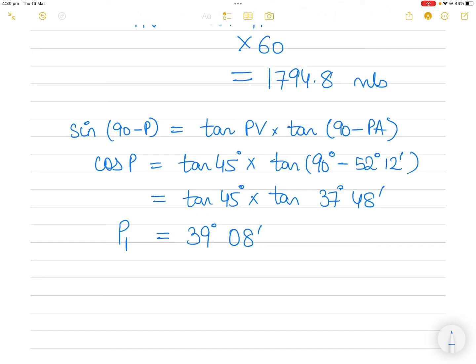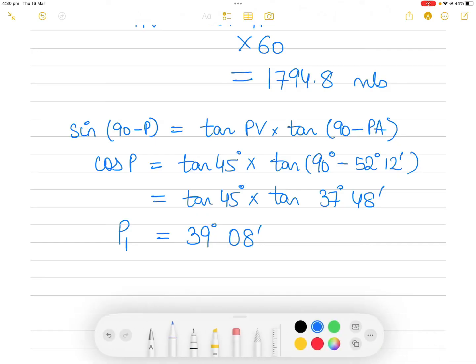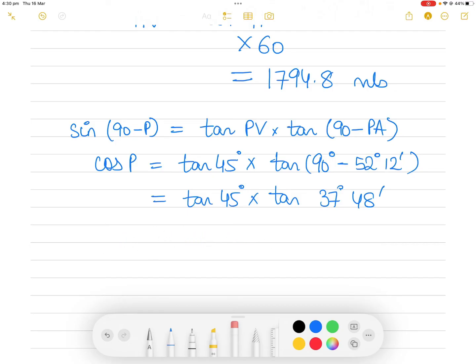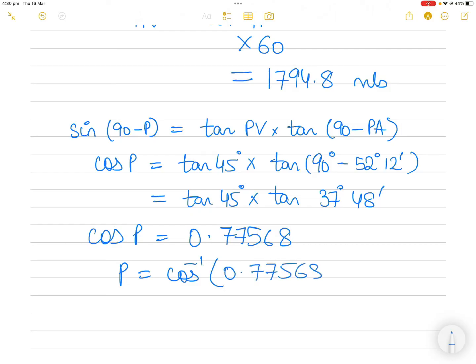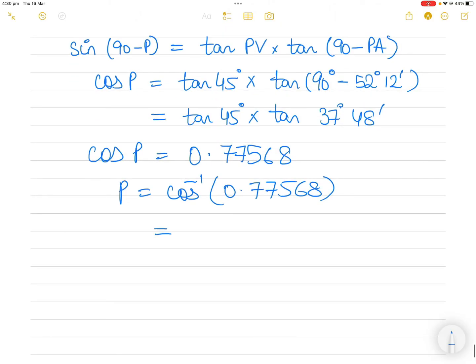If you want me to solve further, I can solve further, but let me go step by step so that you guys are not lost. So this is cos P equals tan 45 degrees multiplied by tan of 37 degrees 48 minutes, which will be 0.77568. Shift cos inverse, which will give me P equals 39 degrees 8 minutes.